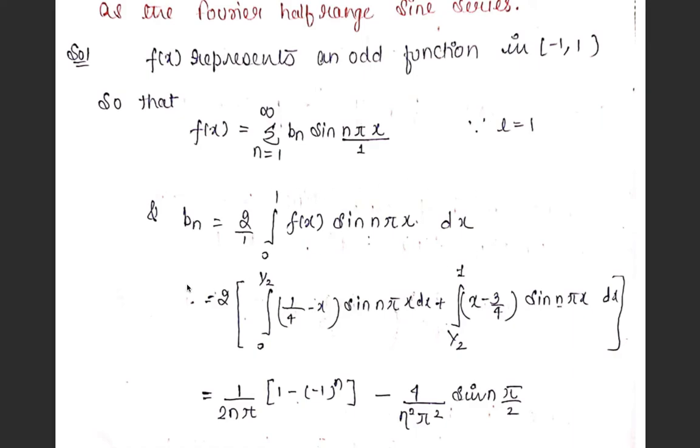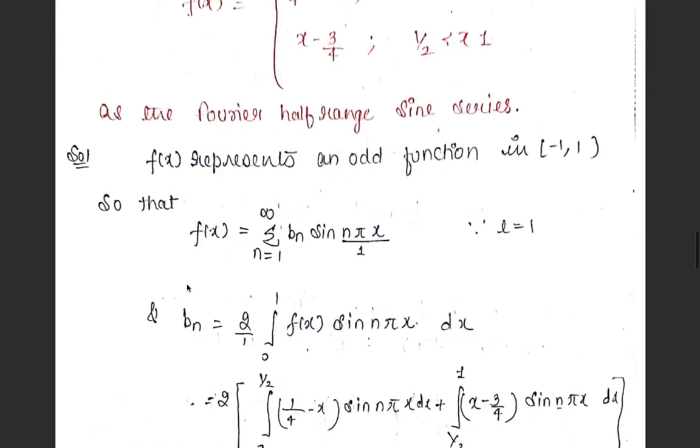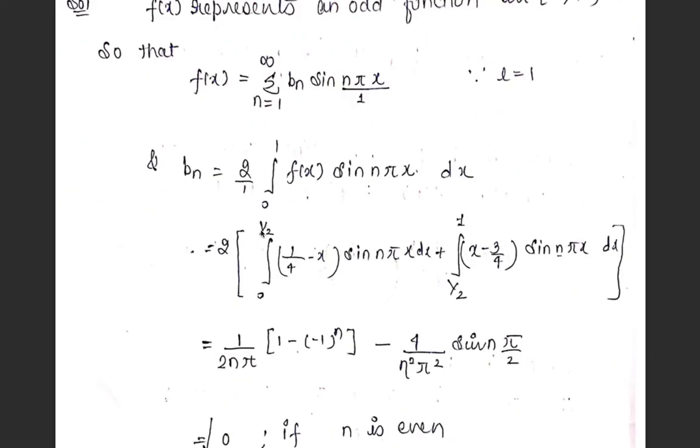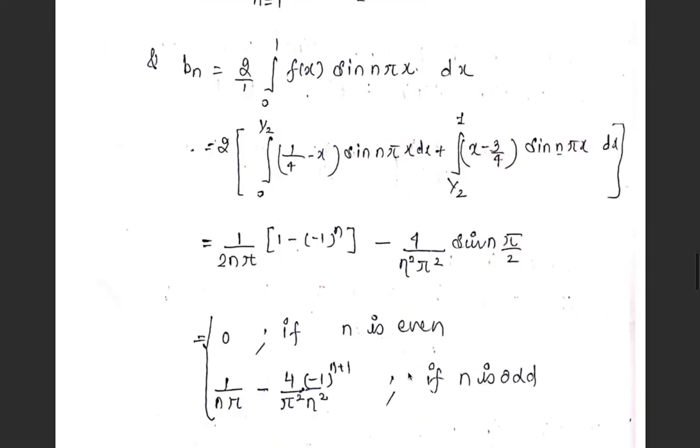On integrating this, note that the integration will be done in two parts: first from 0 to 1 by 2 and then 1 by 2 to 1, since we have a break point at 1 by 2. On integrating, we got the value of bn as 1 by 2 n pi multiplied with (1 minus (-1) to the power n), minus 4 divided by n square pi square multiplied with sin(n pi by 2).